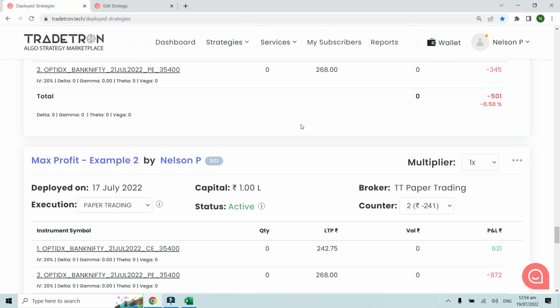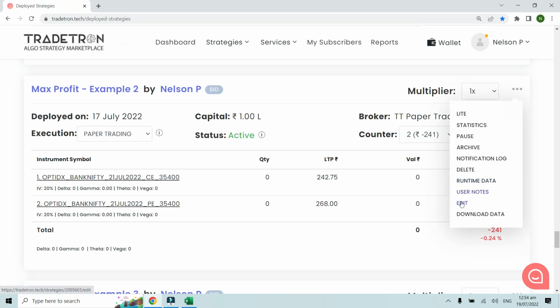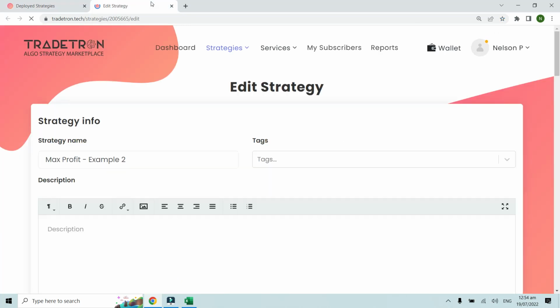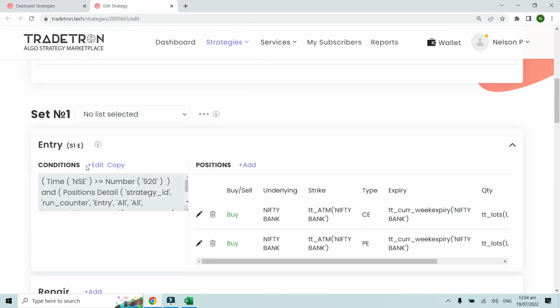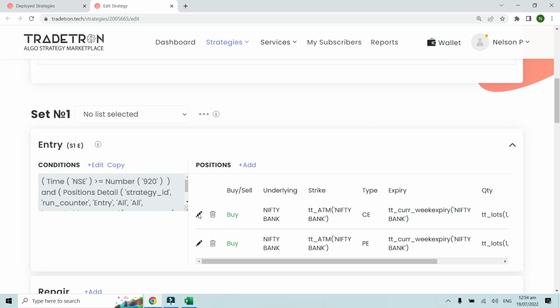Next is max profit example number 2. For that, let me open this particular strategy now. I will open the edit condition in the next tab. So here, this is also the same strategy, as you can see, that at the same time we want to enter into a long straddle, that is a call option and a put option.